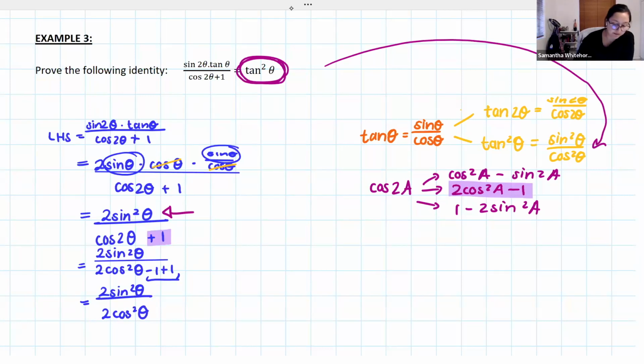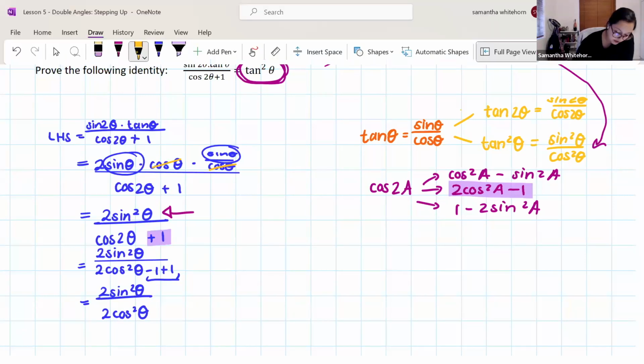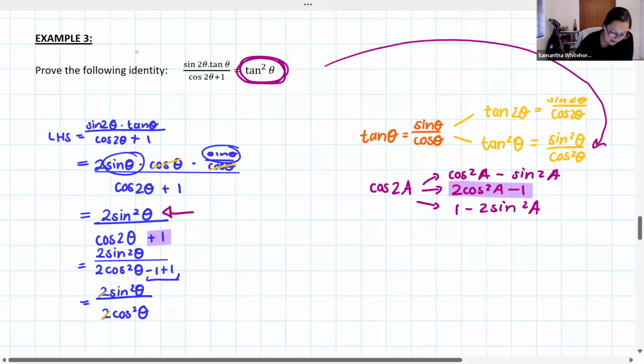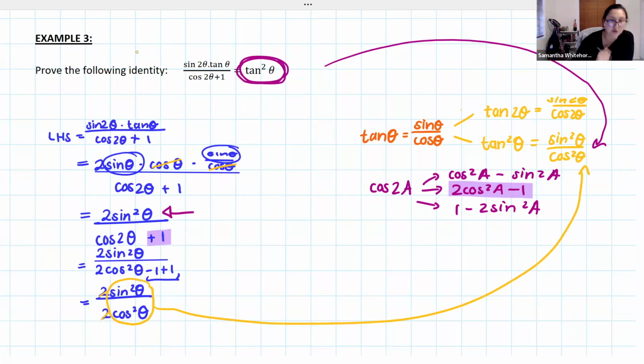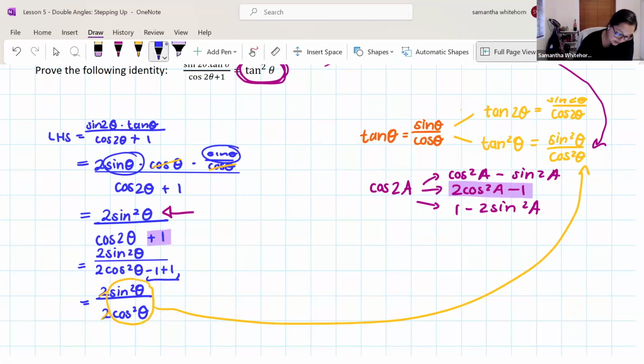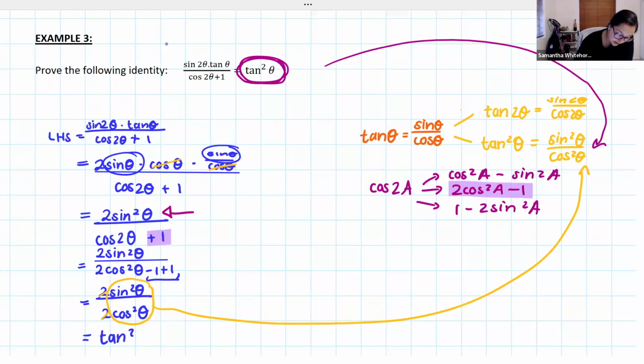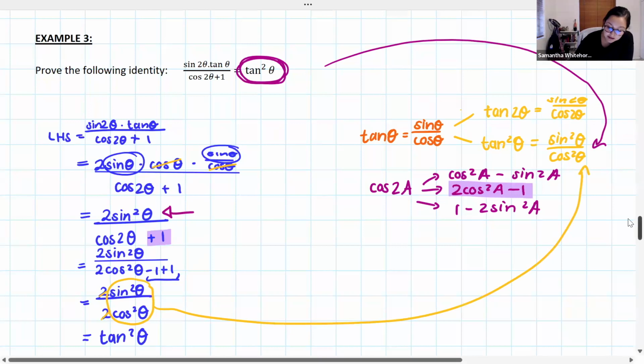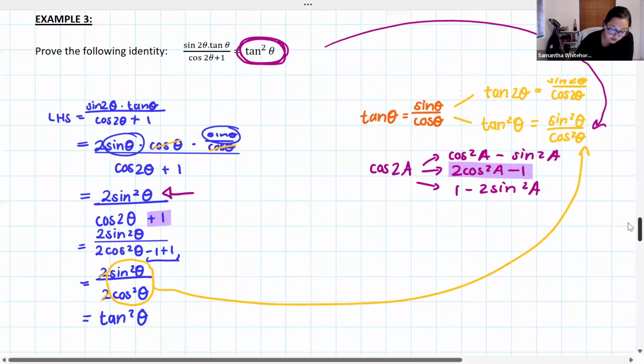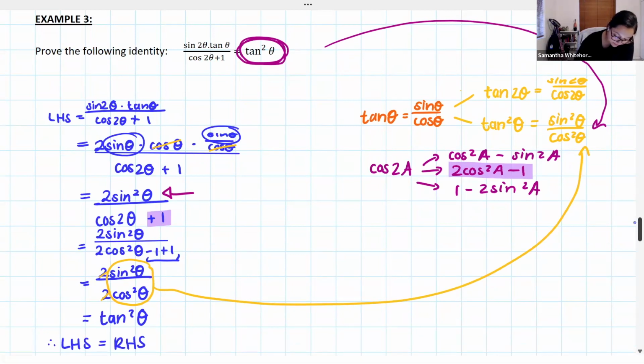That's great, because what happens now? 2 divided by 2 is 1. And now I just have that sine squared over cos squared. Full circle back to that tan identity. And so what this simplifies to is tan squared theta. And so what I've established is that this identity is in fact true. The left-hand side is equal to my right-hand side.